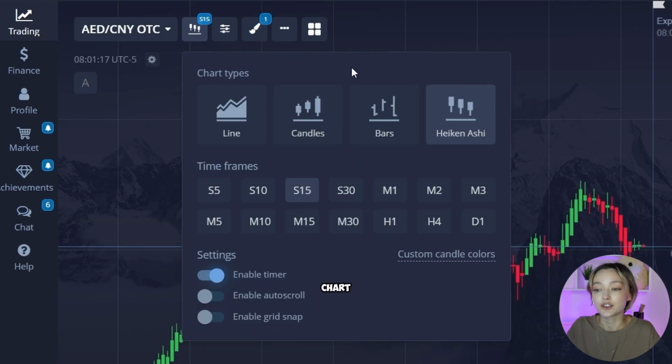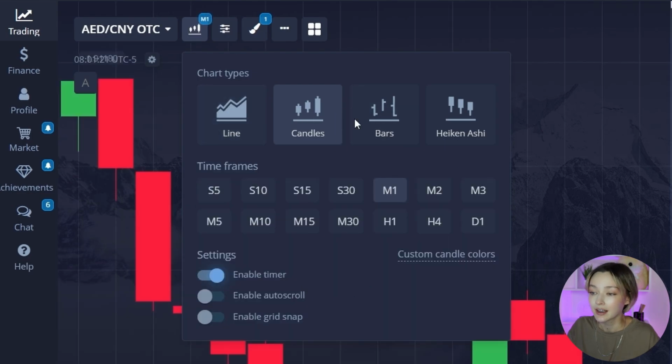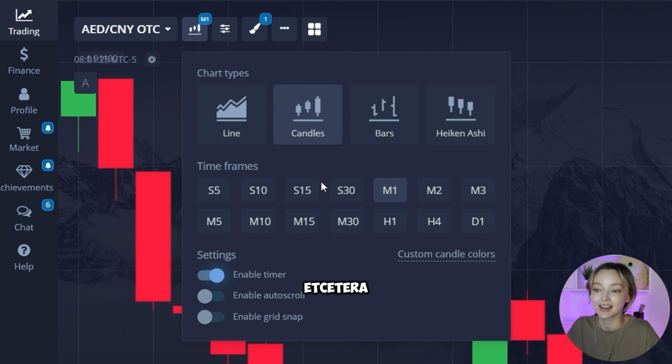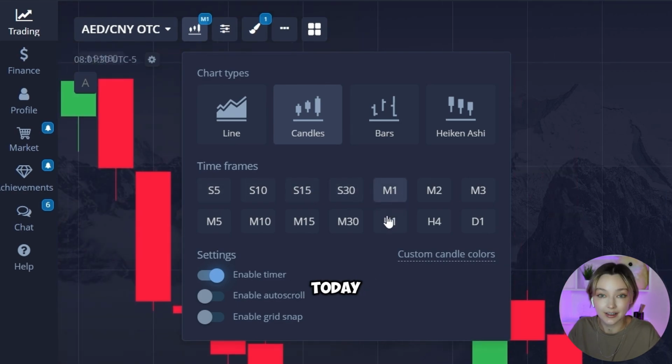Now we also want to set the chart. There are 4 chart types, those being the linear type, candles, bars, and Heiken Ashi, etc. Most people trade using Japanese candles, so that's the kind we're going for today too.